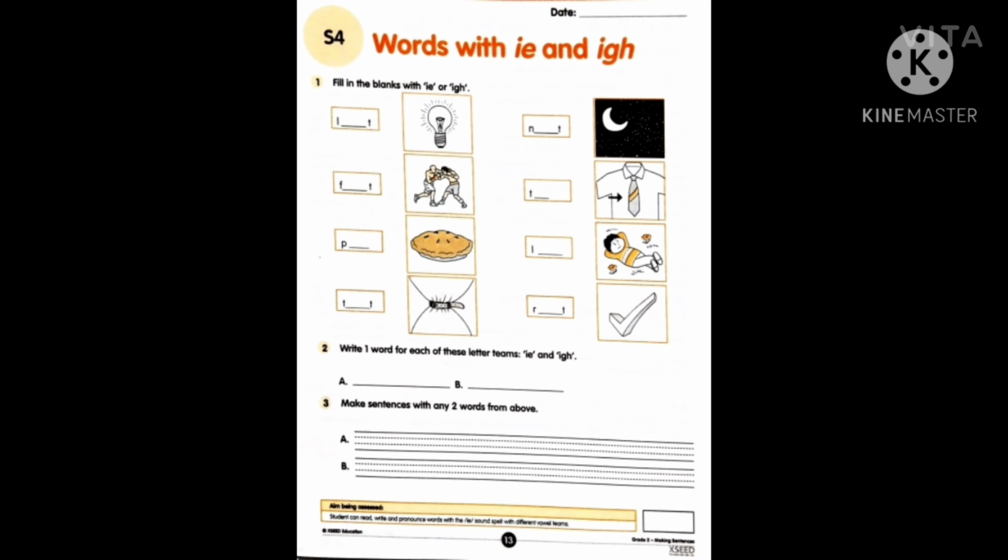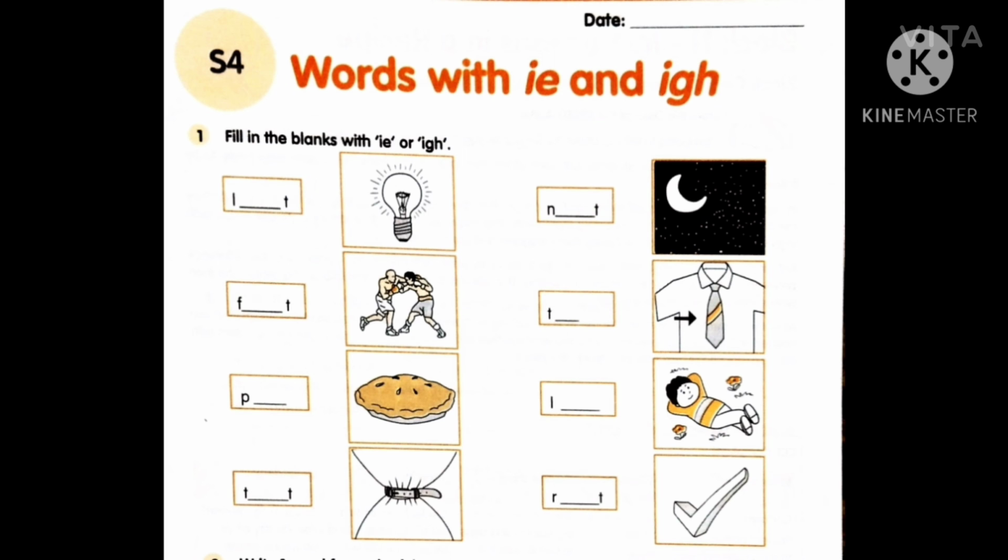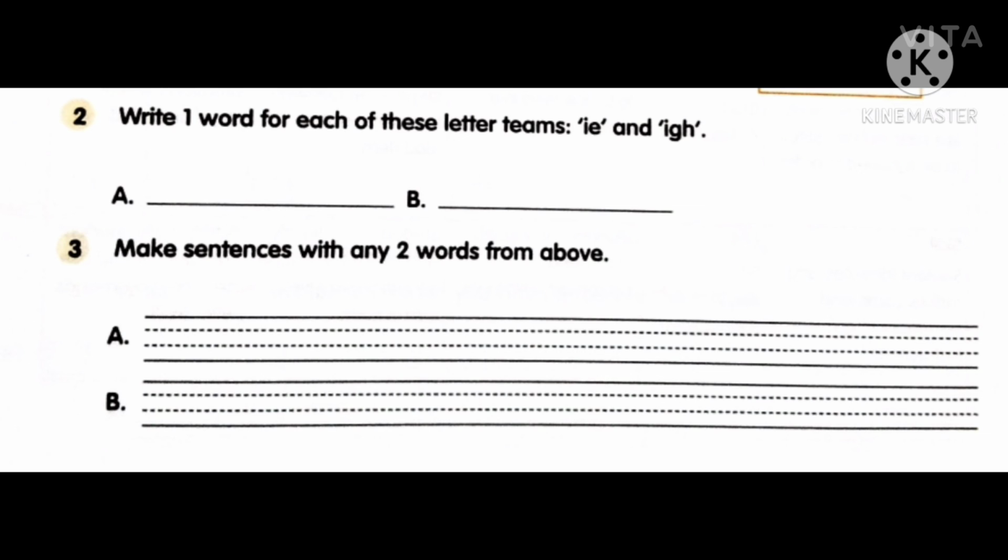Now let us go through the volume, page number 13, on the words IE and IGH. In the first one, you fill in the blanks with IE or IGH according to the picture given. See the picture and write correctly using IE or IGH. You might know the words which are there. Now let us move to the second question. Write one word for each of these letter teams, IE and IGH. You write your own words, two words which have IE and IGH in them.